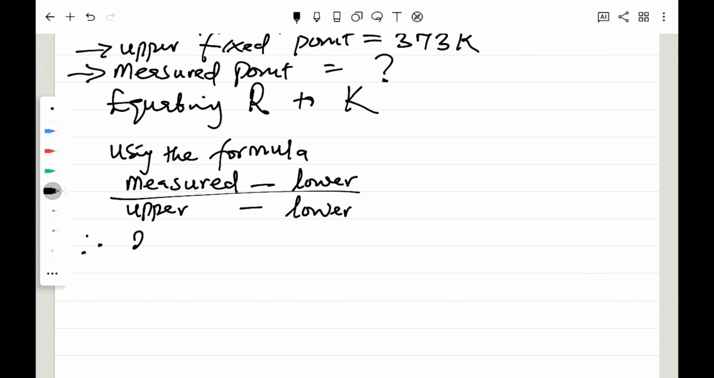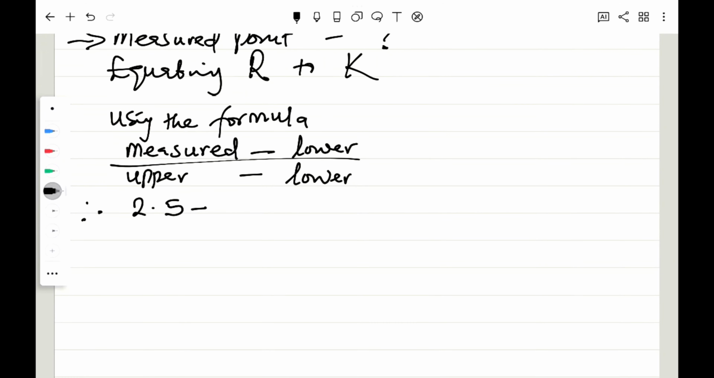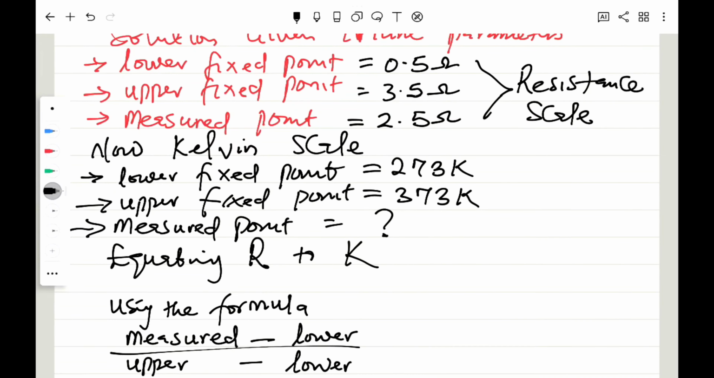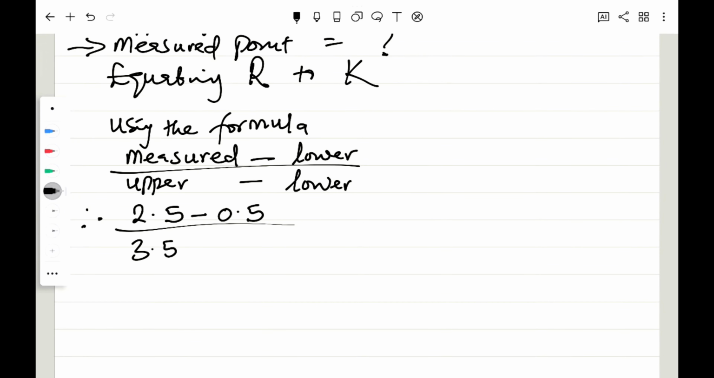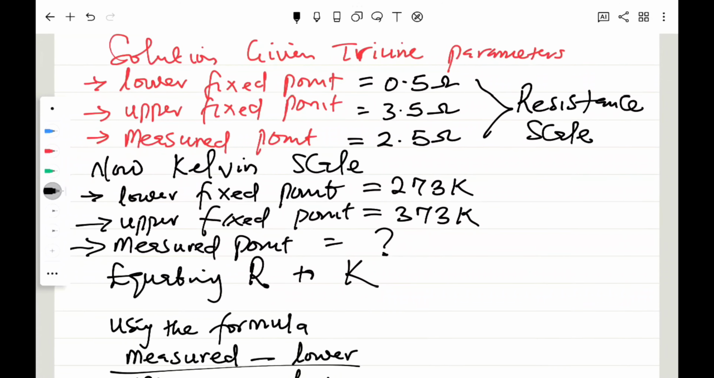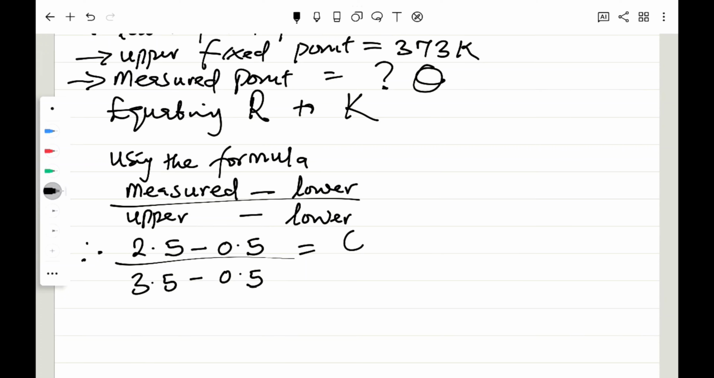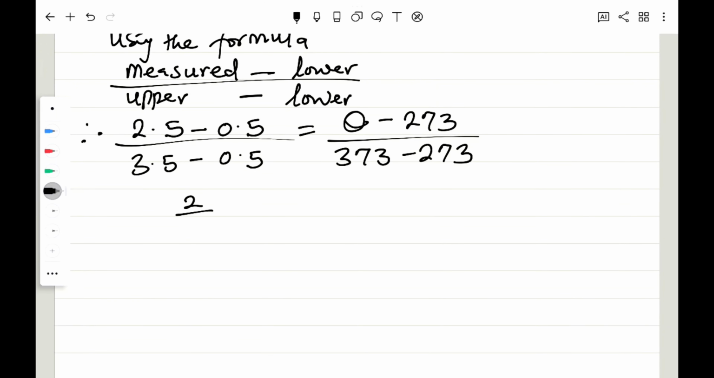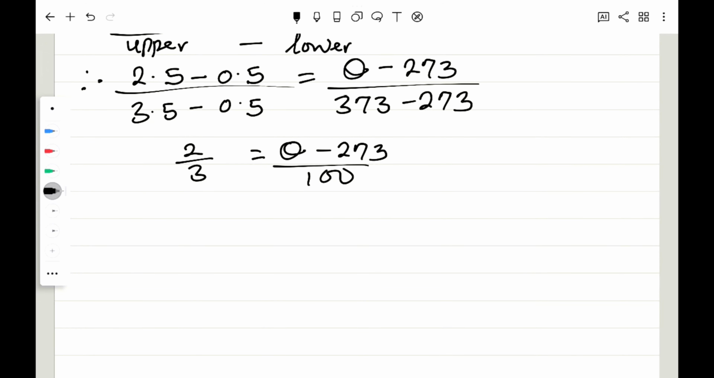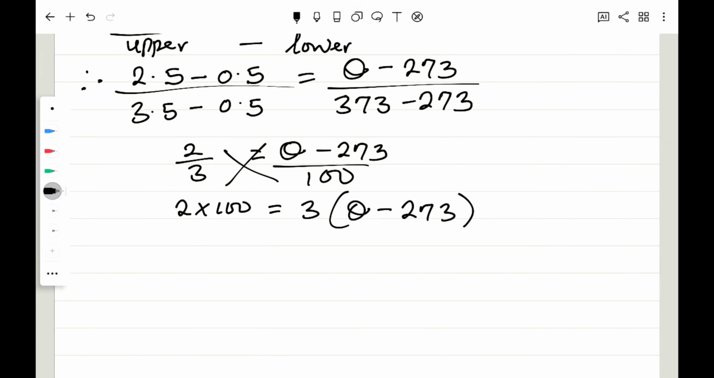Are we together? So our measured is 2.5 minus 0.5 all divided by 3.5 minus 0.5 is equal to theta. Let's represent this with theta. Theta minus 273 all divided by 373 minus 273. So we cross multiply from this so that we have 2 over 3 is equal to theta minus 273 over 100. Cross multiply so that we have 2 times 100 is equal to 3 into theta minus 273.